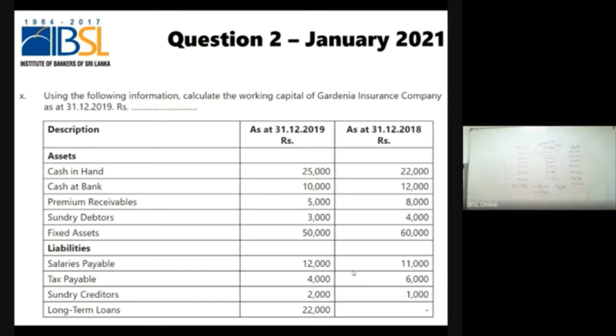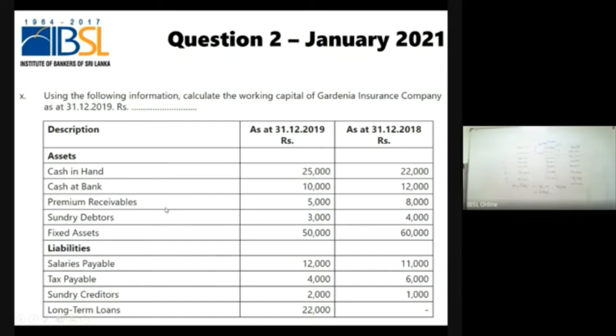So under the assets, if you look at it, other than the fixed assets, the remaining items are all current assets. Cash, cash at bank, premium receivables, sundry debtors, all are current assets. Similarly, in the liabilities, apart from the long-term loans, rest of them are all current liabilities.